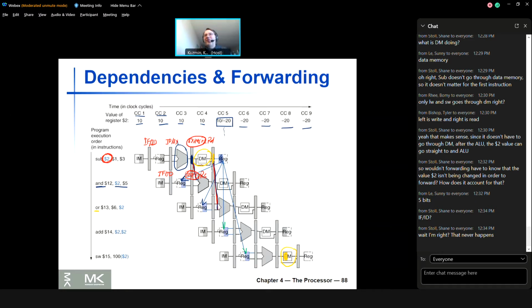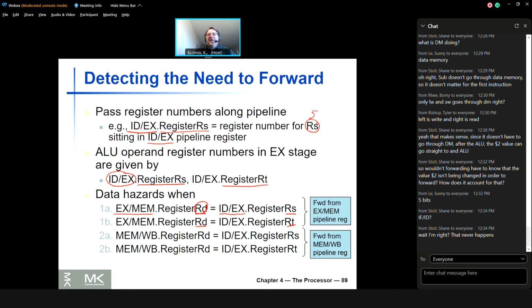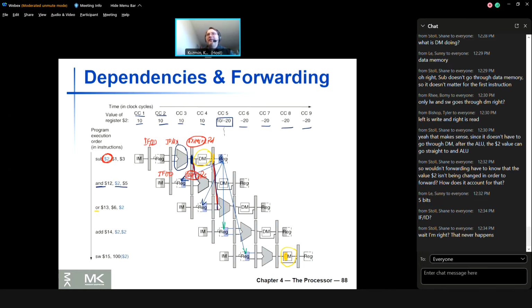Yeah, you are right, of course. These are the first two cases, which only differ in which of the source registers we consider, because it might be one of two, RS or RT. Then the other case is also illustrated in our diagram here. This register here is MEM/WB, and this thing here is ID/EX.